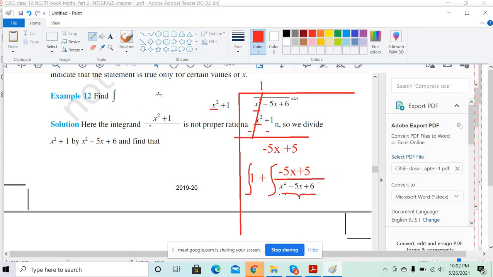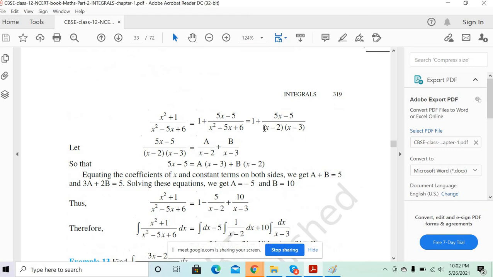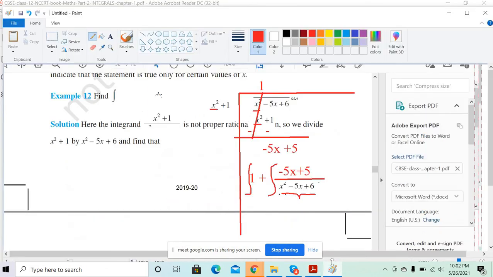Understood? Now you can solve it. Clear? Then look, x minus 2 part of this one, right? Which is, we did plus 5. Okay. This is x square minus 5x, right?